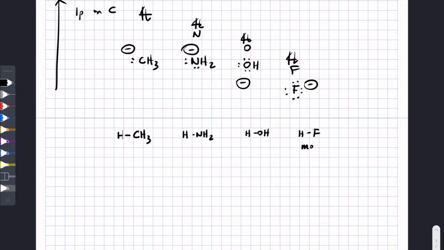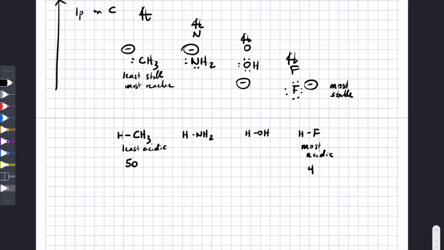HF is the most acidic. pKa is around 4, and that is because its conjugate base is the most stable, least reactive. Methane, CH4, is least acidic because its conjugate base is least stable, most reactive. It turns out the pKa for methane is like 50.